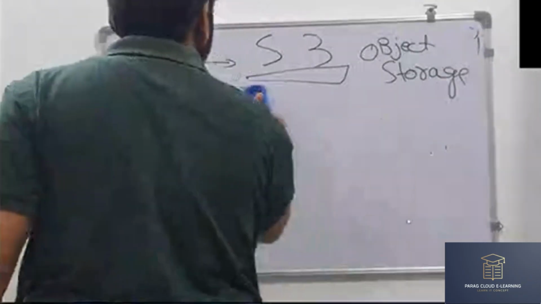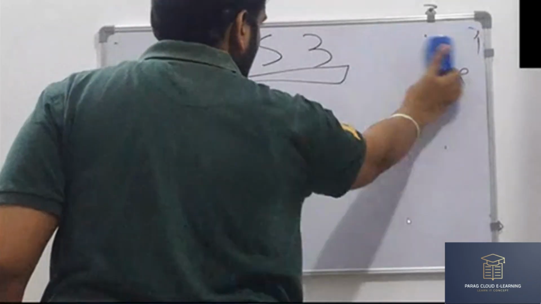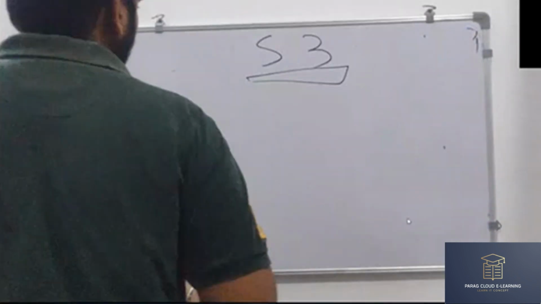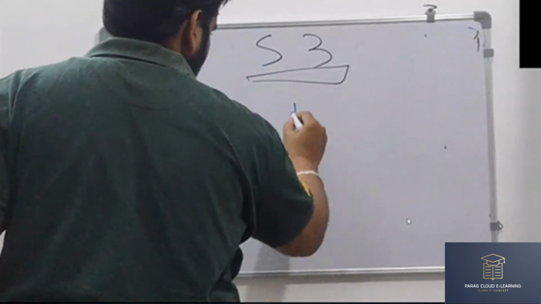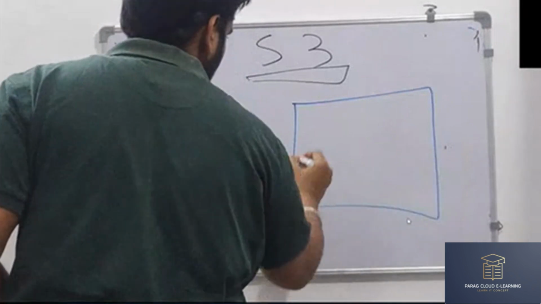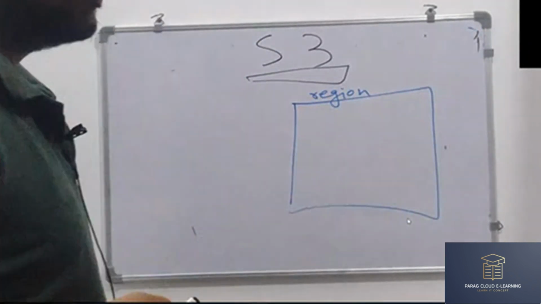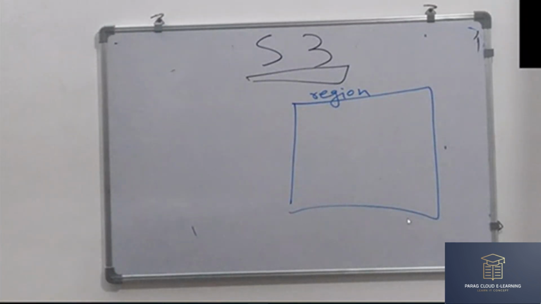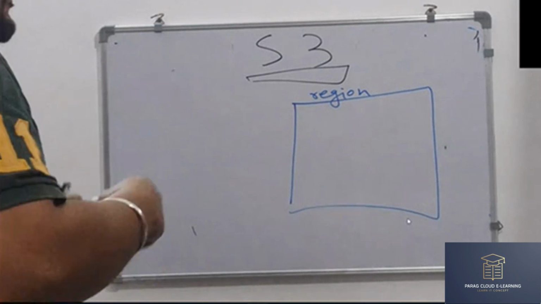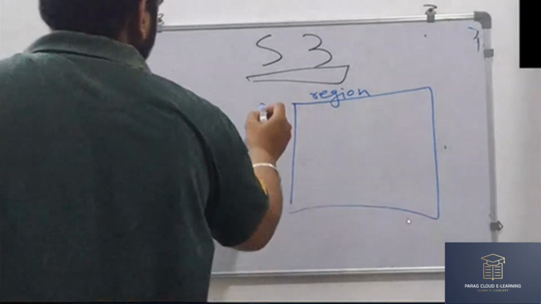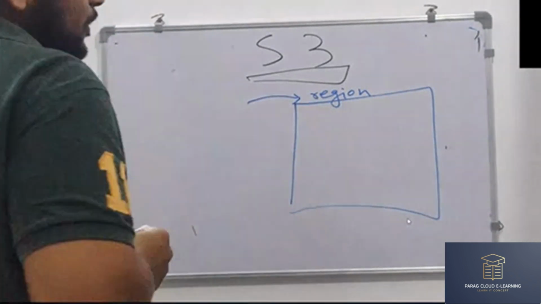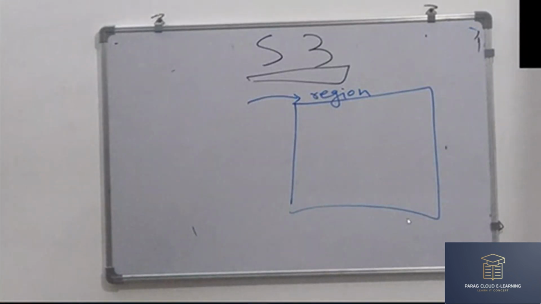So I talked about data centers, right? I talked about availability zones. So this we will study in the theory now. So this is a region. We have multiple regions. We have more than 20 regions right now in Amazon, 22. Now you can put your data anywhere in the world. You have to select in which region you want to keep your data.